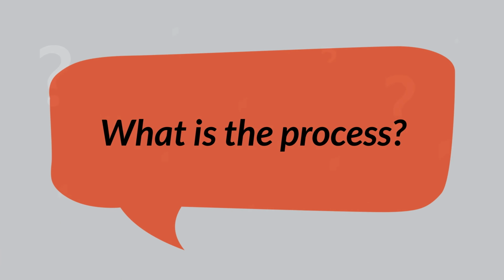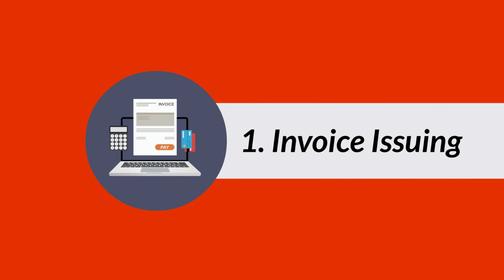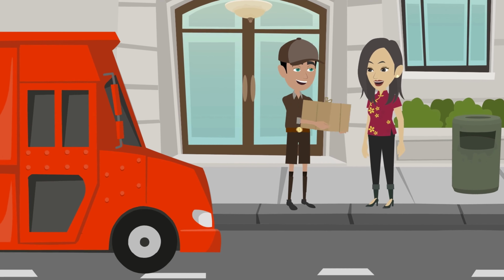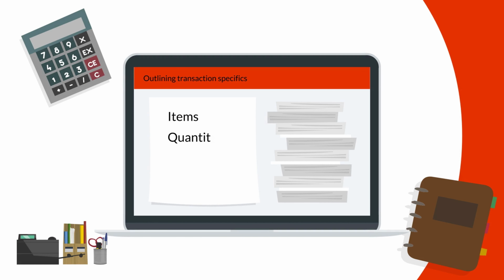What is the process? Step 1. Invoice issuing. After completing a service or delivering a product, it's time to create and send the invoice, outlining transaction specifics like items, quantities, prices, and payment terms.